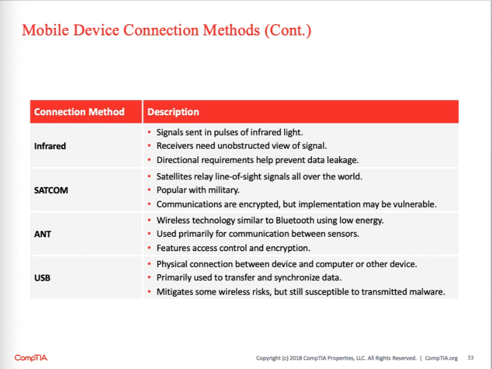USB, so that also creates a PAN, a personal area network, but these are mobile devices that connect to computers, right, through a USB stick or port, right? And so this allows us to transfer and synchronize data. It's going to mitigate some wireless risks, but however, it's going to be susceptible to transmitted malware, right? So if you plug in a USB to an infected computer, you will likely be able to contract that malware on your USB stick or vice versa.